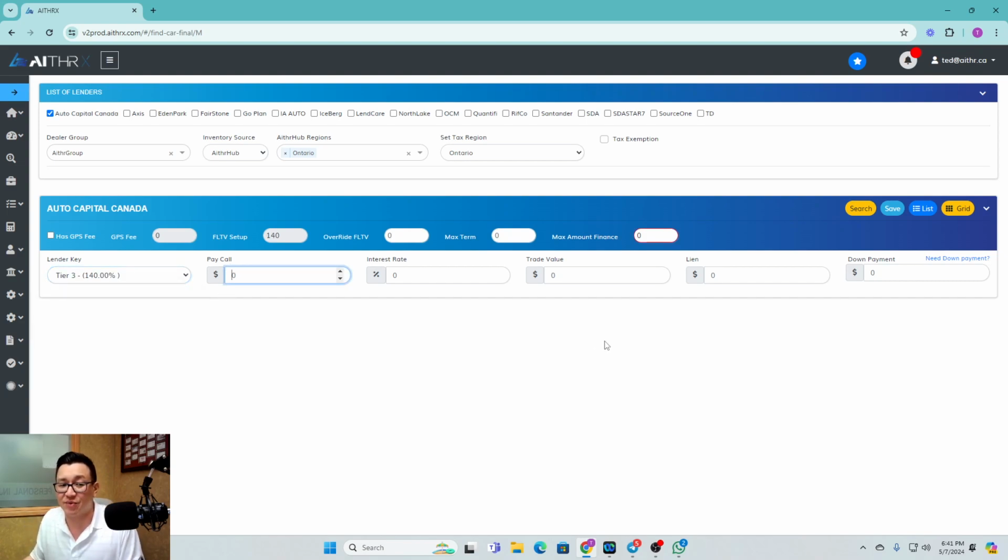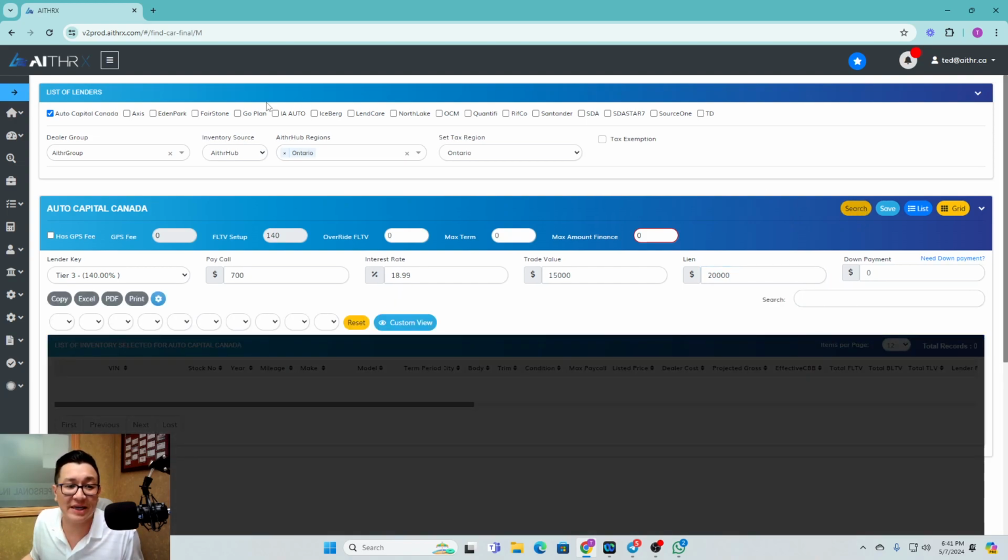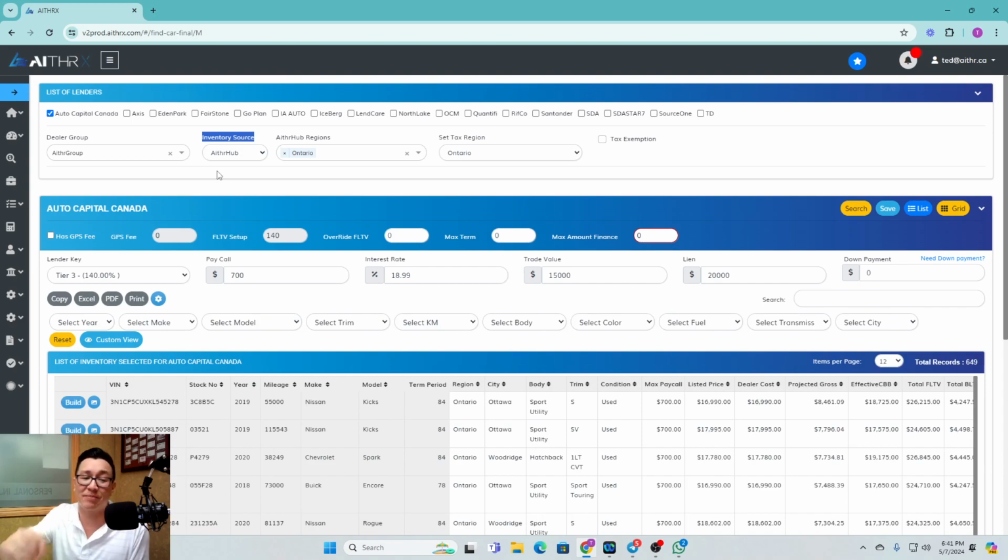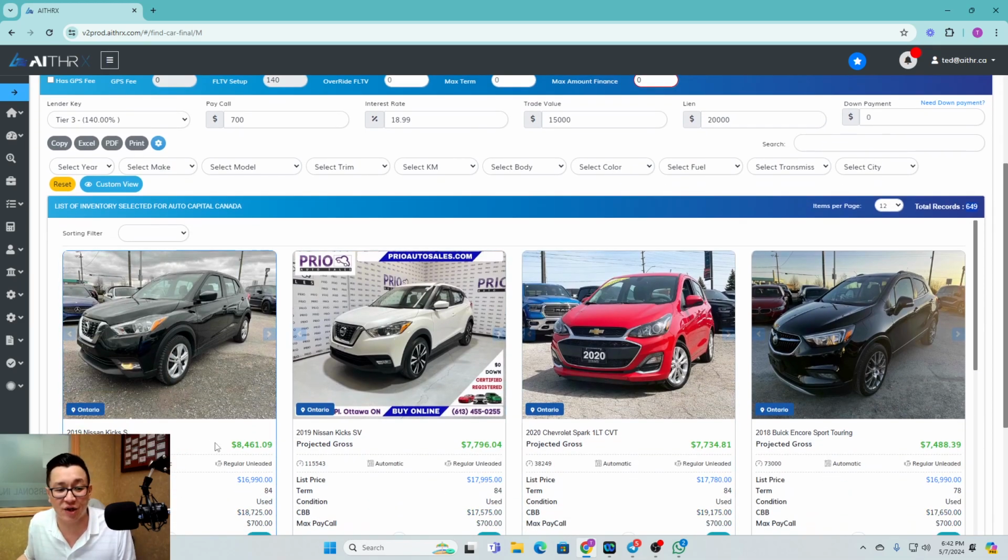Let's say we had a tier 3 approval. I put it in at 700 pay call, 18.99%, 15,000 for the trade, and 20,000 for the lien. When I'm clicking search, I'm looking for inventory in the aithrhub. If I was at a dealership, it'd be through that specific store. And just in Ontario right now, to bury $5,000 of negative equity, we have 649 vehicles that work for that approval, sorted from highest to lowest gross profit based off of max pay call.